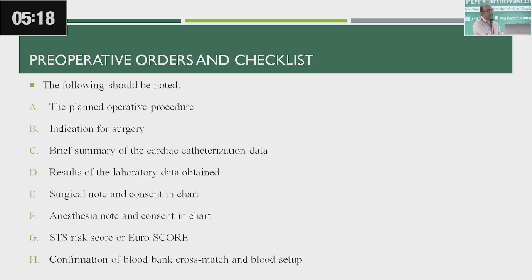The following orders should be noted: planned operative procedure, indication for surgery, brief summary of the cardiac catheterization data, results of laboratory test data, surgical note and consent in chart, anesthesia note and consent in chart, STS risk score, EuroSCORE, confirmation of blood bank, cross match, and blood setup.